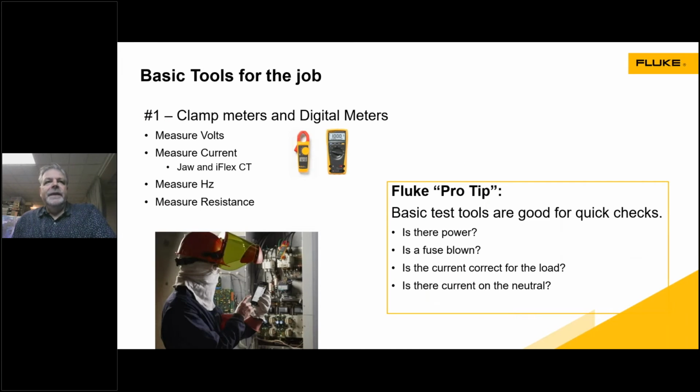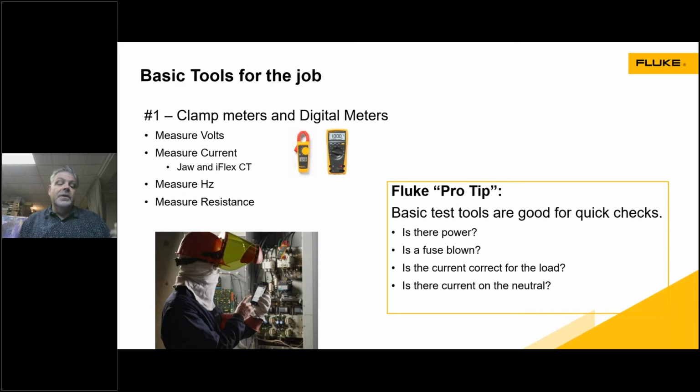Let's talk quickly about some basic tools to give us these measurements. So in our world, in the Fluke world, we have clamp meters and digital multimeters. For the most part, they both measure voltage. The clamp meter will easily measure current with its clamp. On the digital multimeter, you would need an accessory to plug in your meter and measure current. We sell these accessories as either jaw type accessories or iFlex CTs. The iFlex CT, if you're not familiar with it, is a rope type CT, a Rogowski coil, that allows us to connect through tight connections or over bus bars or odd shaped conductors. And it just makes life a little bit easier.